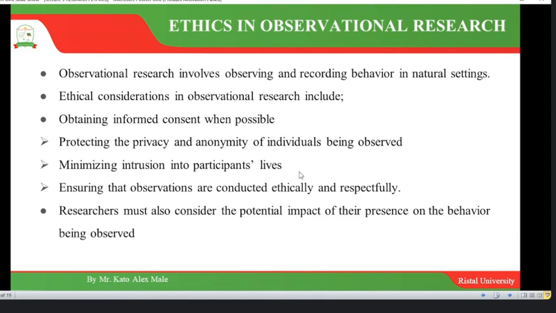You get it? Minimizing intrusion into participants' lives. Do not overgo into the secrecy of their lives. You get it? Ask questions which do not go deep. That's now observational studies. I'm quoting this statement: obtaining informed consent when possible.